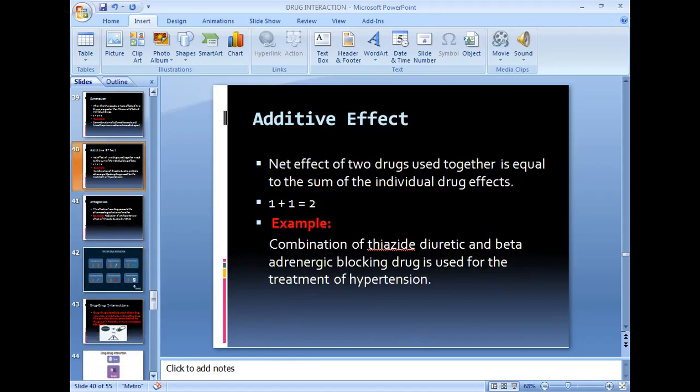In case of additive effect, the net effect of two drugs is equal to the sum of the individual effects. So we can say that it is the condition of 1 plus 1 is equal to 2. Such as when a thiazide diuretic and beta adrenergic blockers are used as antihypertensive drugs, there will be an additive antihypertensive effect of these two drugs.